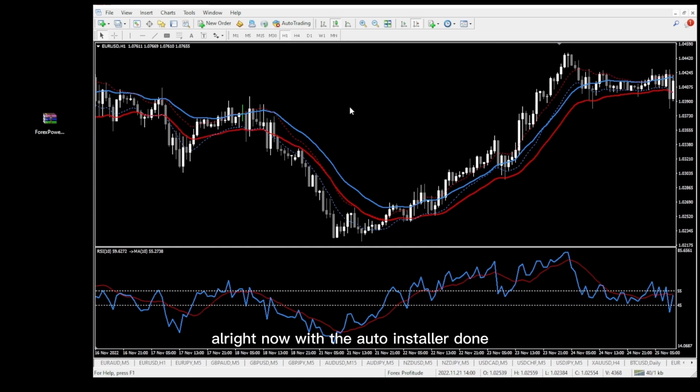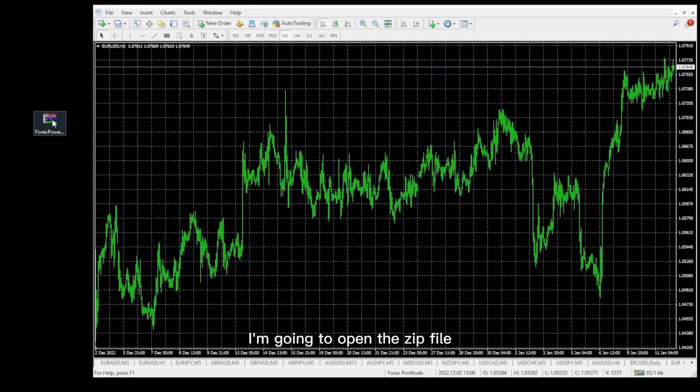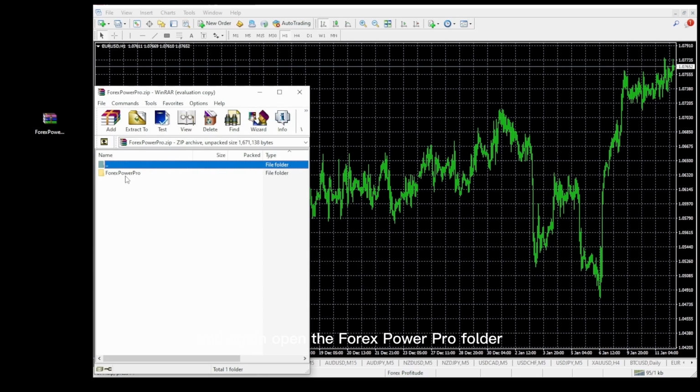All right, now with the auto installer done, I'm going to show you how to install the template manually. We're going to start from the beginning. I'm going to open the zip file. And again, open the Forex Power Pro folder. And now we have this templates file folder.